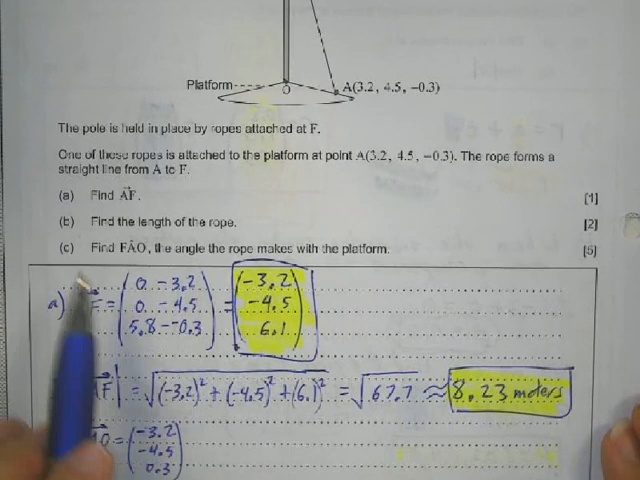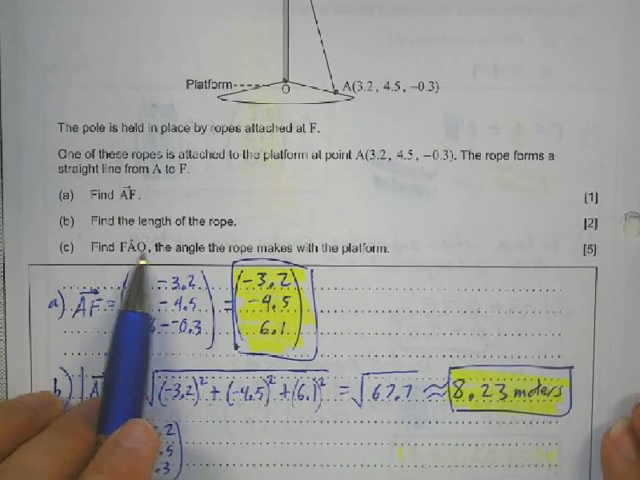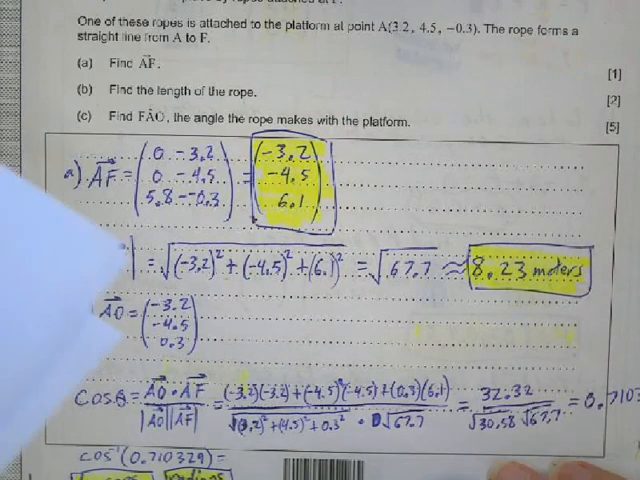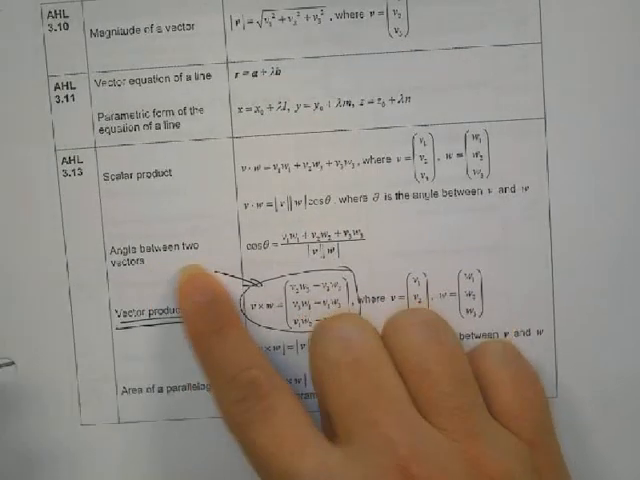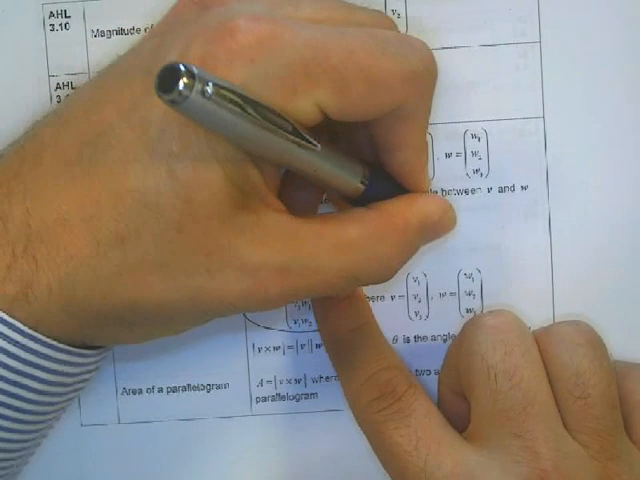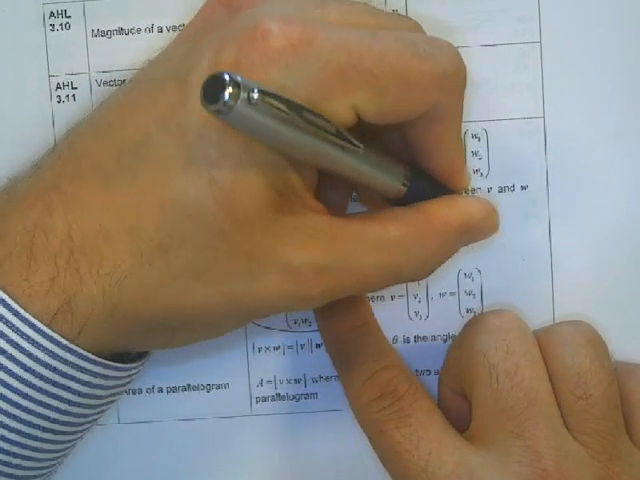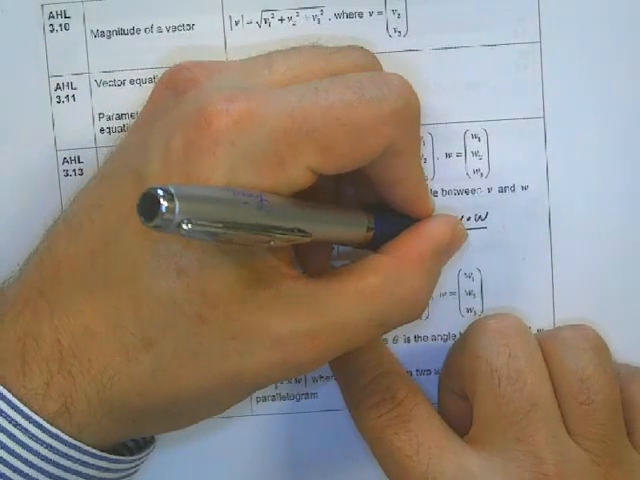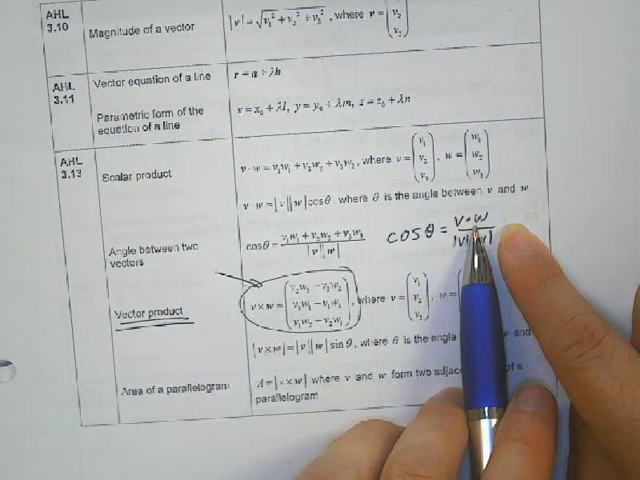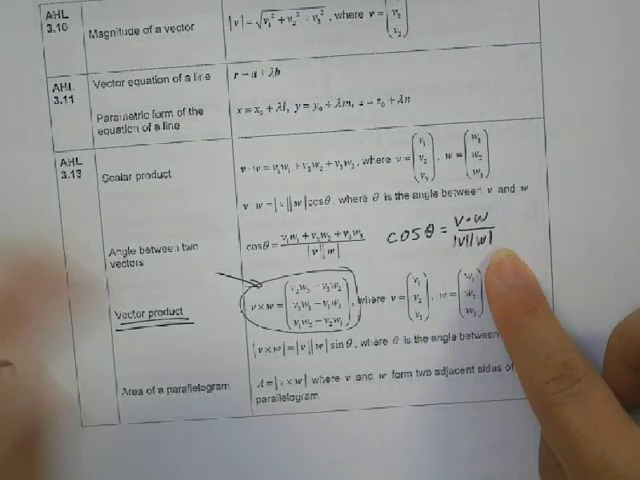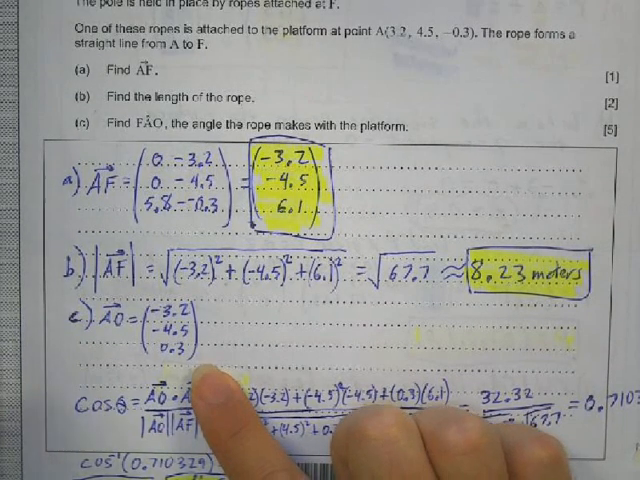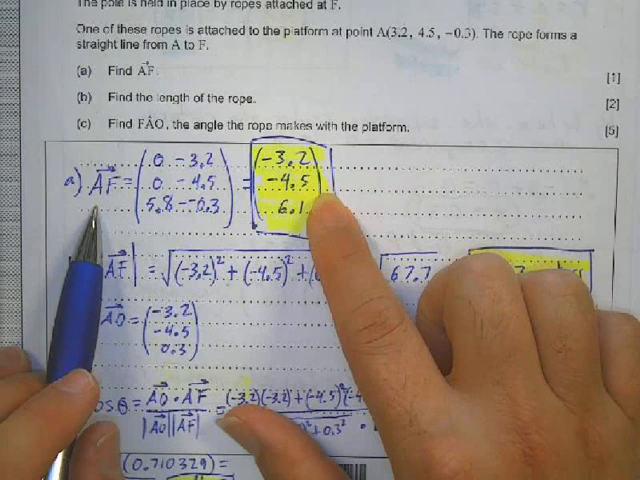And then to find angle FAO, we're going to be using our angle between two vectors here. So this is cosine theta equals V dot W divided by the magnitude of V and the magnitude of W. So I'm going to find three things: the dot product between the two vectors, the magnitude of V, and the magnitude of W. So the two vectors I'm going to use are AF and AO.